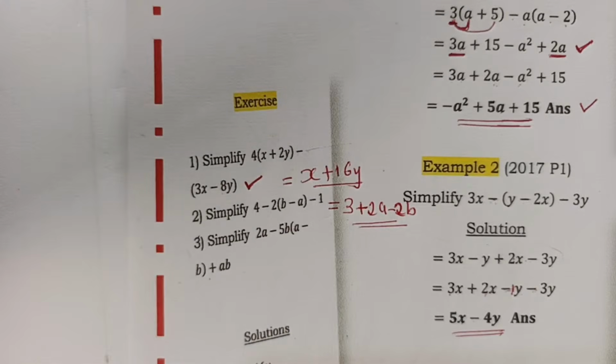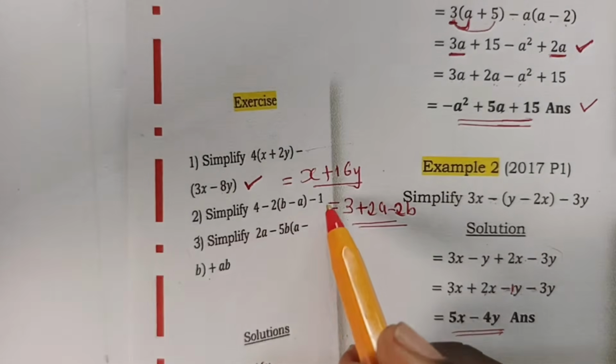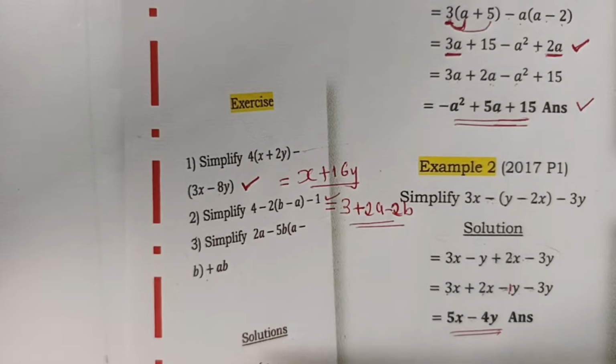So let's solve. This is your time to practice. If you just love mathematics or if you're preparing for your exams, you just have to practice this, okay? So what answer are we getting for question 3? We're done with question 2, we're now doing question 3. Who is going to give us the correct answer first? Simplify 2a minus 5b, open bracket, a minus b, close, plus ab. What answer are you getting for this one?